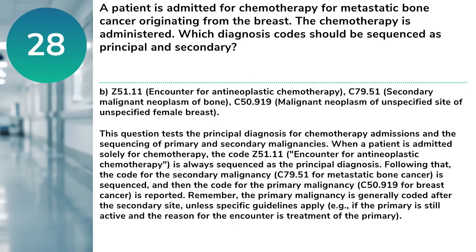C79.51 for metastatic bone cancer, is sequenced, and then the code for the primary malignancy, C50.919 for breast cancer, is reported. Remember, the primary malignancy is generally coded after the secondary site, unless specific guidelines apply, e.g., if the primary is still active and the reason for the encounter is treatment of the primary.